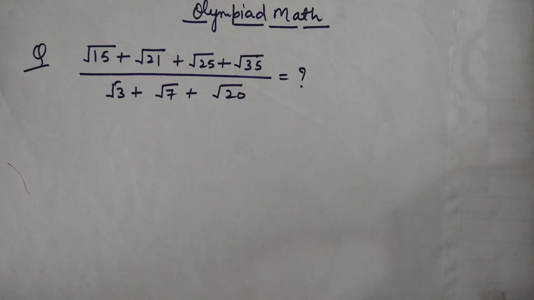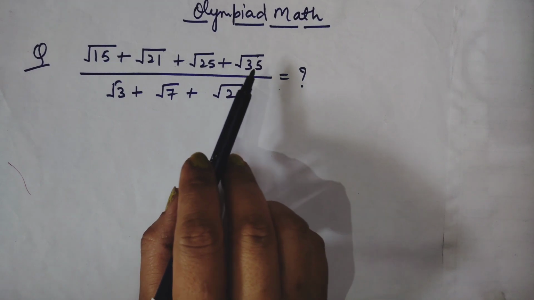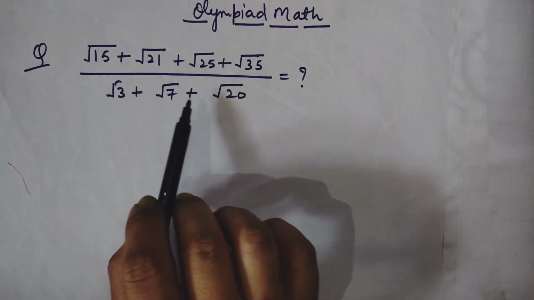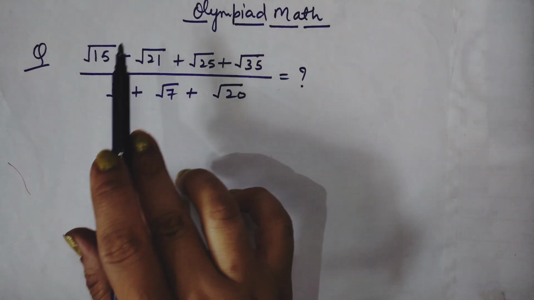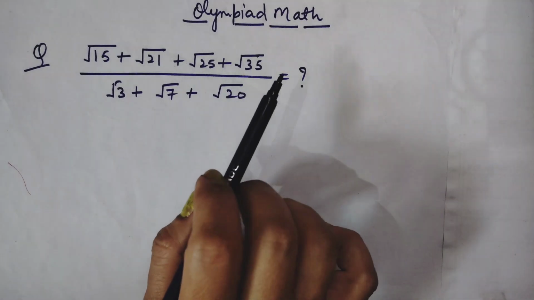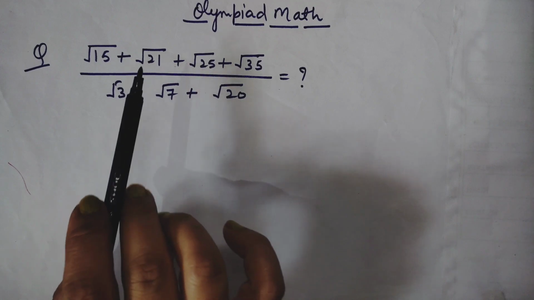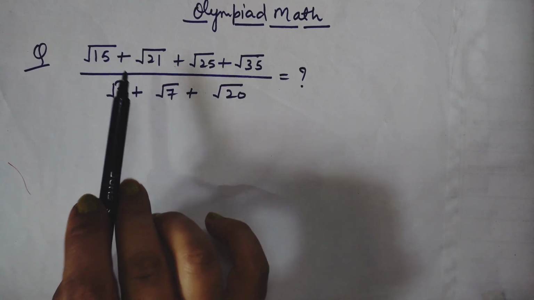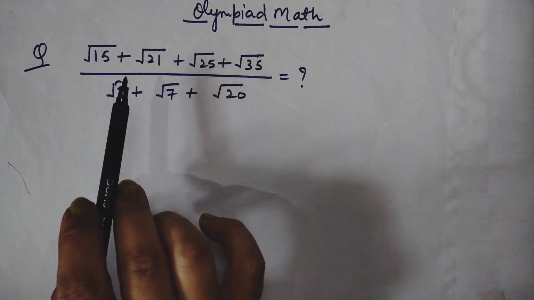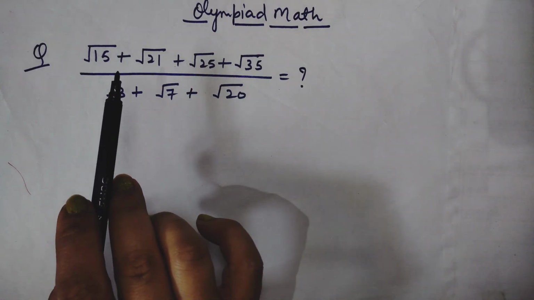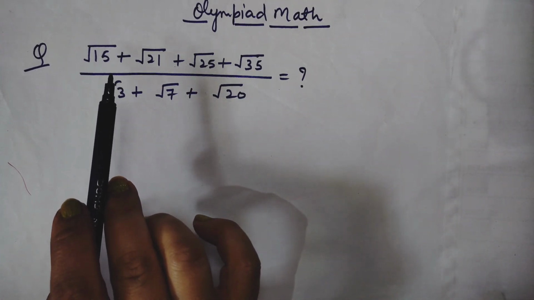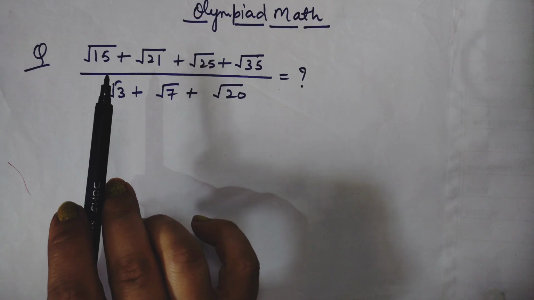Root 15 plus root 21 plus root 25 plus root 35 upon root 3 plus root 7 plus root 20. We need to find the value of this term. You can see there are square roots of some numbers, root 15, root 21. So how to find it by the tricky method, without using the square root long division method? How to solve these types of questions?